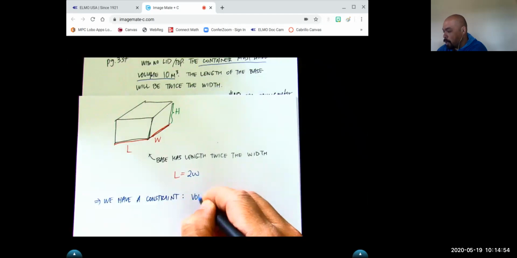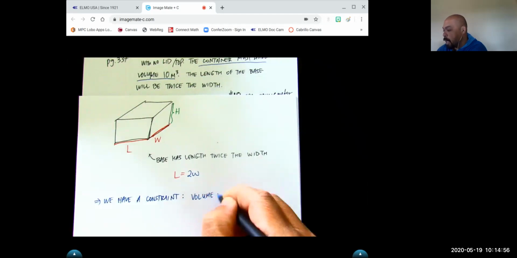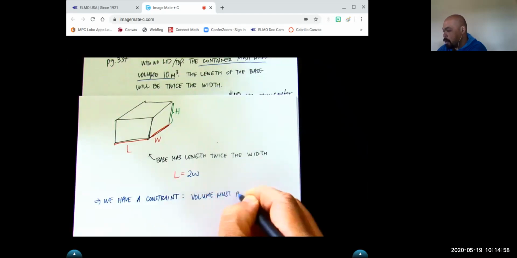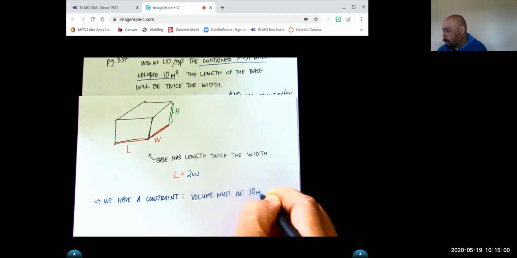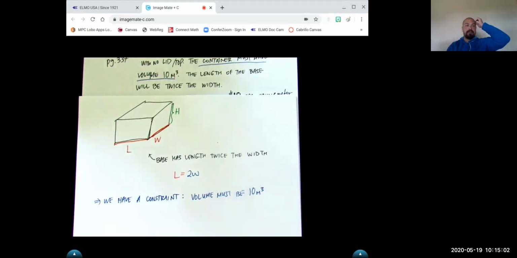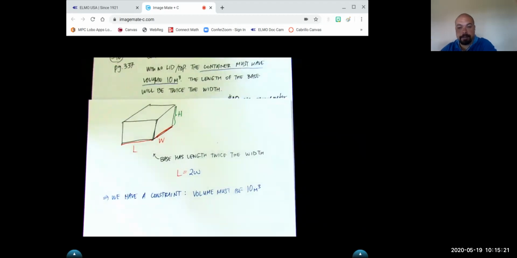The volume of this box must be 10 cubic meters, right? It's fixed, just like if you're producing some item. If you're filling bottles of soda, the container you're dealing with has to hold a certain amount of volume to sell, right? So there's this constraint, this other factor that has to come in as we go through the overall discussion of our problem.